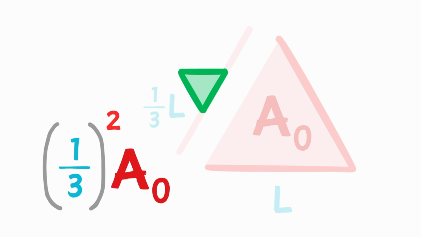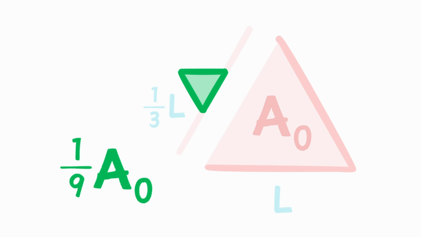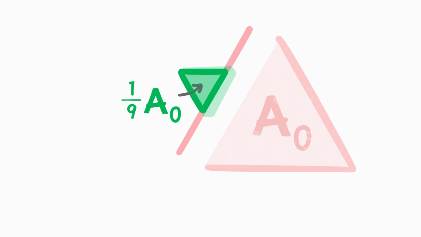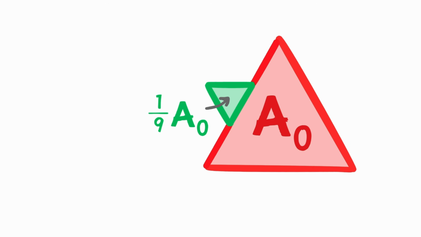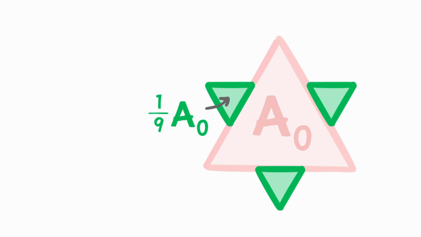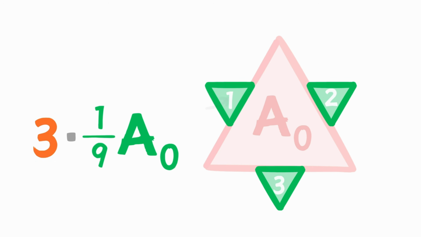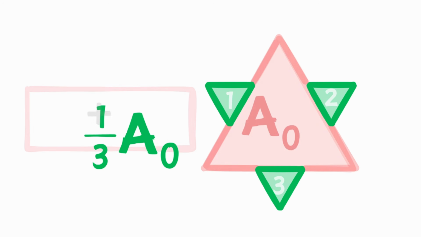So the area of this triangle is 1/9 of the original area. For ease of mind, here's 9 of those triangles in the original triangle. There are 3 sides in total, so we add 3 triangles. This means that altogether, these little triangles added 3/9, or 1/3 of the original area to the shape.